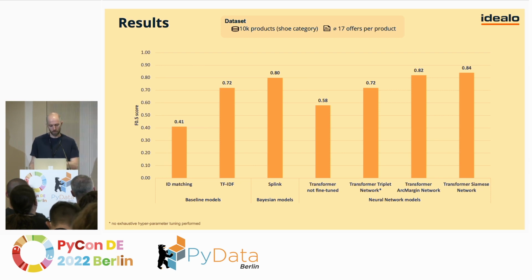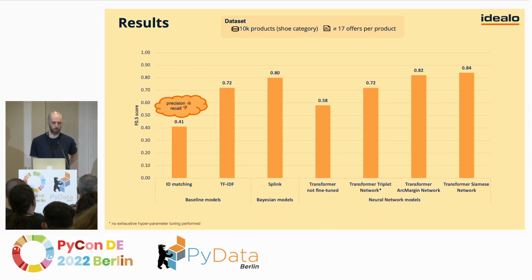On the horizontal axis you can see 3 groups of things we tried out. You have the baseline models on the left, then you have a Bayesian model in the middle, and you have neural network models on the right. On the left you can already see this ID matching approach that I mentioned before, where you just match on this EAN number, and you get an F0.5 score of 0.41. In general the precision is good, but the recall is low with these ID matching approaches. As I mentioned before, for a lot of the offers we don't have this EAN, so of course we miss a lot of the offers with such a matching approach.